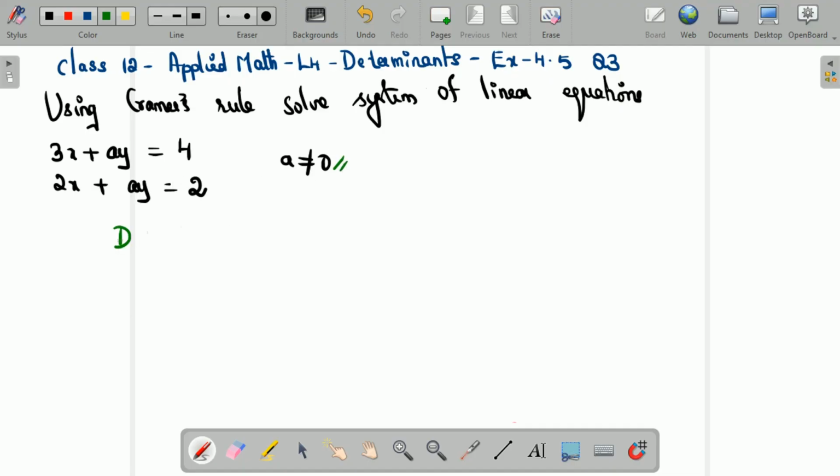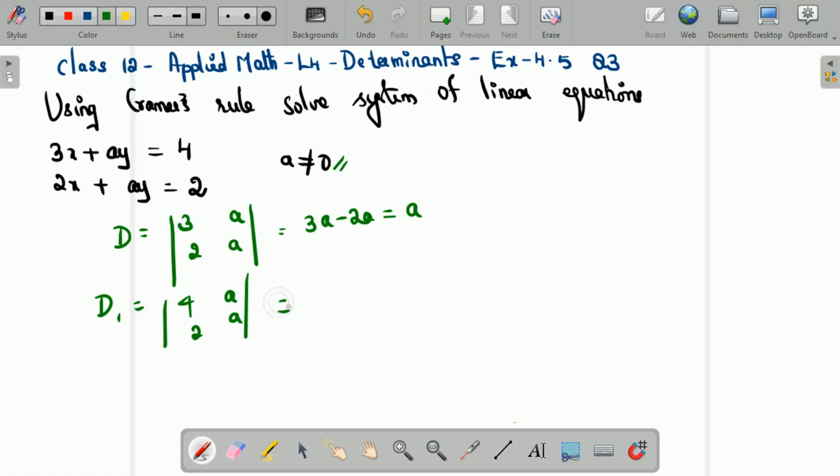So let's first compute determinant D. In this case, it's the coefficients, so 3a, 2 and a. This value is going to be 3a minus 2a, which is simply equal to a. Now let's compute D1. D1 is going to be 4, 2, a, a. If you compute this value, it is 4a minus 2a, which is equal to 2a.